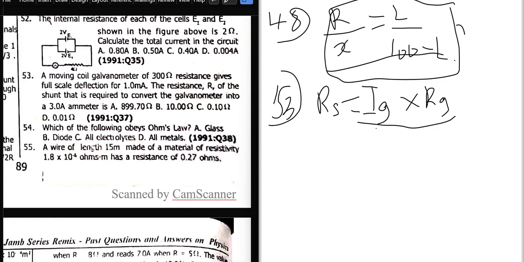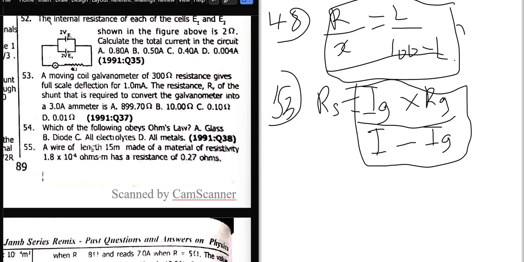I again. What's the I? I is the current we want to convert in the galvanometer, which is 3.0 amps. 3.0 amps minus the galvanometer's current again. Now, this is the formula. This is the formula you are using.